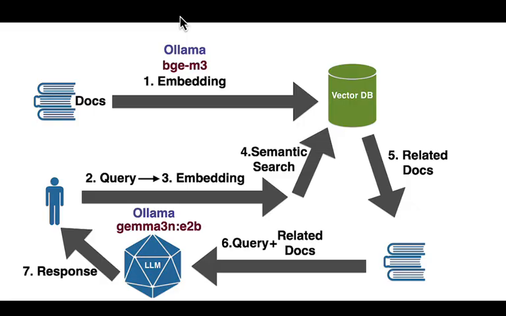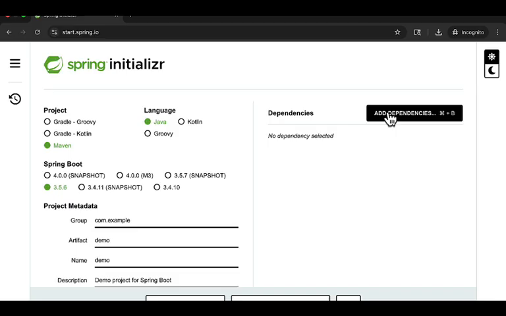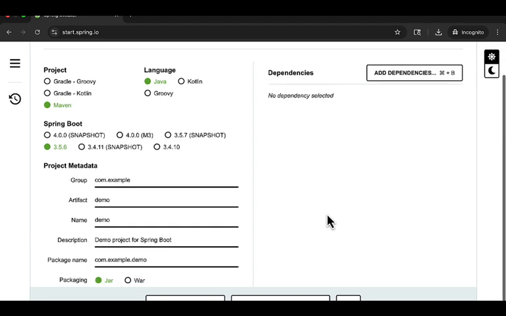For the vector database, we will use the Postgres pgvector database. We will build an upload page using which we can upload the documents in the vector database, and then a chat page using which the user can issue a query and get the results. Alright, so it should be an exciting project. Let's get started. First, let me go to start.spring.io.